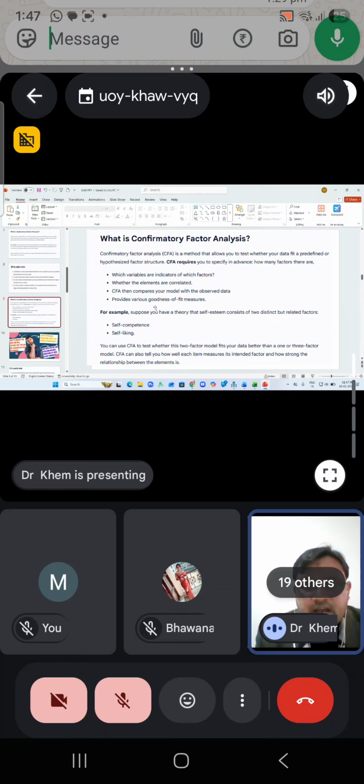These three are already confirmed by the review of literature: if you want to find out the intention of consumers, you need to study attitude, subjective norms, and perceived behavior control. With the help of these three factors, you are able to analyze the intention of any sector, any product. I hope you understood this till now.